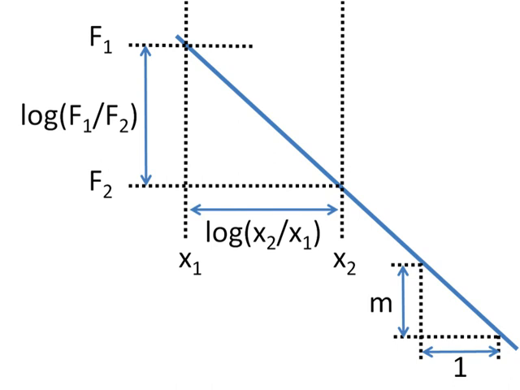Rearranging the original equation and plugging in the fixed point values, it is found that constant = f0 / x0^m.